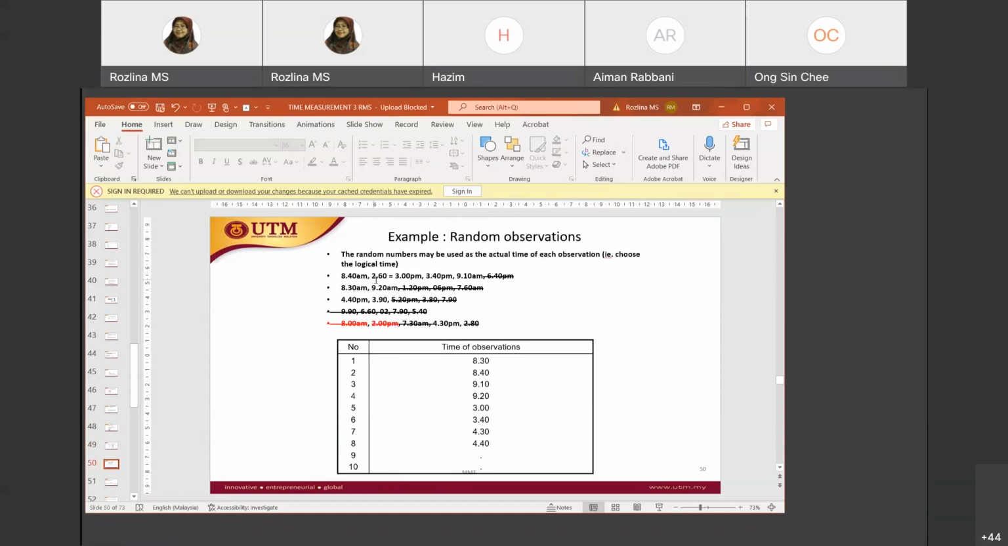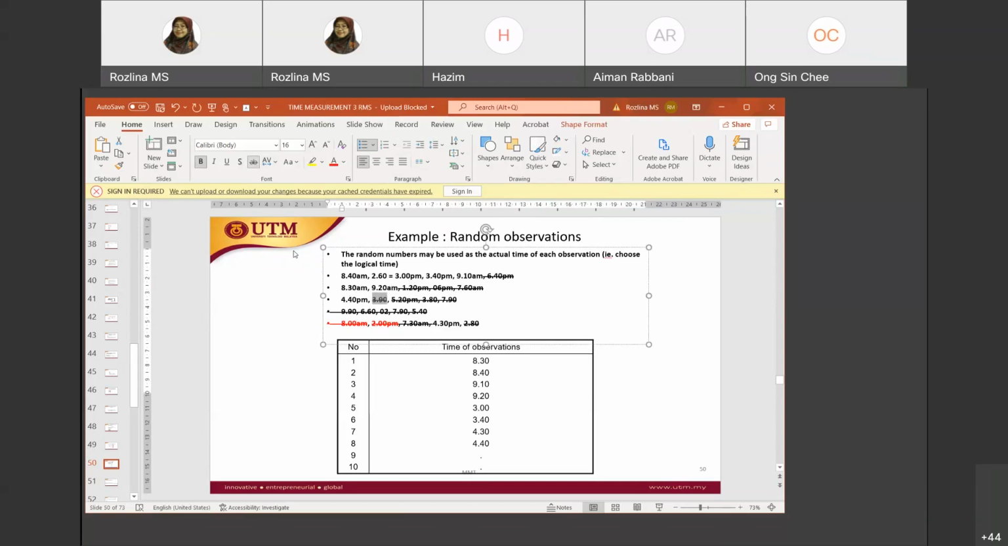When you calculate, the time is 8:40 a.m., which is okay. But if it is 2:60, you need common sense. 2:60 is what? 3 p.m. 3:40 p.m. is okay. 9:10 is okay. But 6:40 p.m. is not, because it is time to go home. No need to take this time. Okay, 8:30, 9:20 and then 2:20 is not practical because this one is break time. 7:60 also by common sense is not, because we are going home. 4:40 p.m. 3:90 is also not correct. 5:20, all of those that are not logical, you have to cross out.